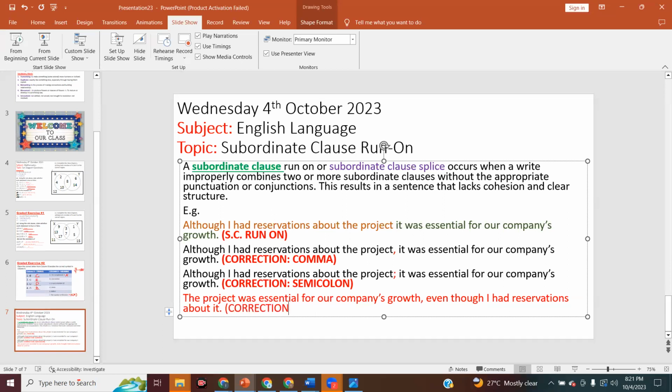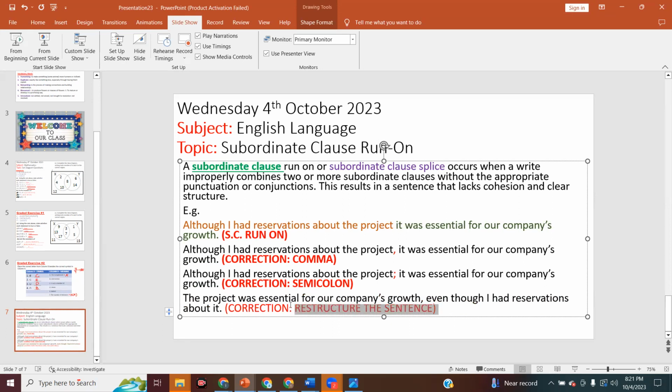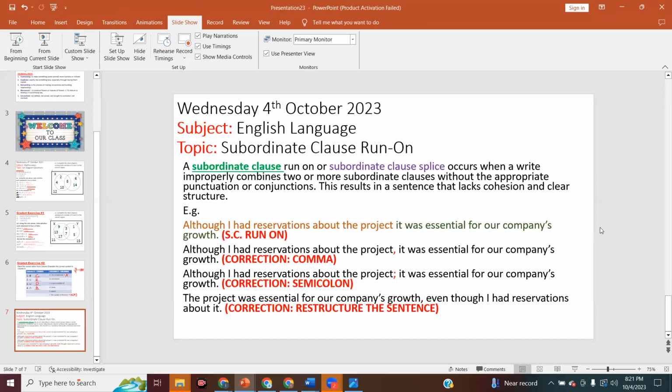Yes, sir. So we can restructure the sentence. So there are basically three ways. I mean, there's another fourth way, but I don't want to get to that one. There are three ways that we can correct a subordinating run-on clause. What are those three ways? By using a comma, semicolon, or reconstruction. Very good. We could use a comma, semicolon, or we can restructure the entire sentence. All right.